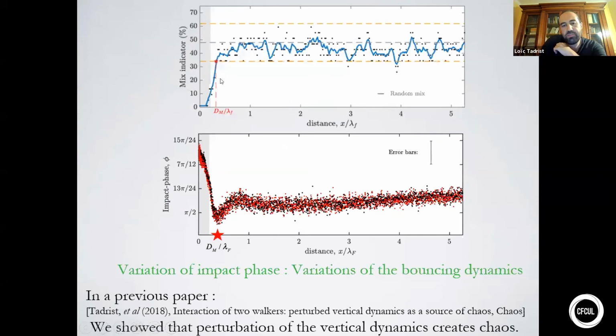And so this point, this Demix distance, corresponds to some phase variation of the bouncing dynamics. So we expect that the main phenomenon is a perturbation of the bouncing dynamics due to the submerged barrier, and that's what creates chaos. And that's something we showed in a previous publication.